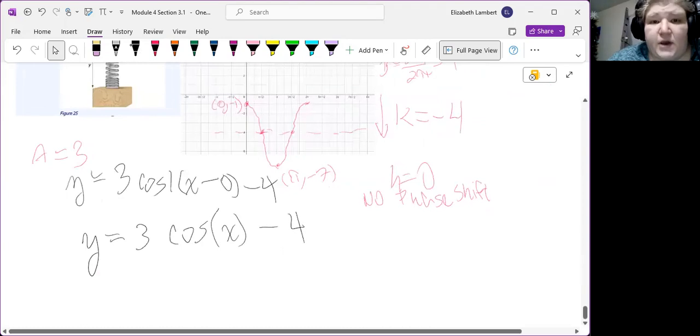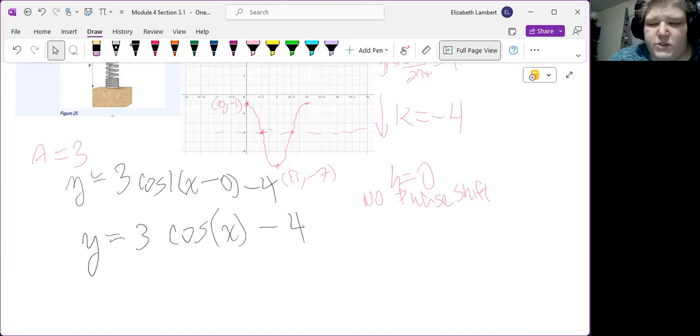So that is all of our graphing for the sine and cosine. So enjoy playing with those. Start thinking about what tangent might be.